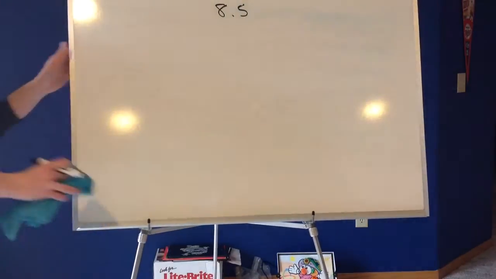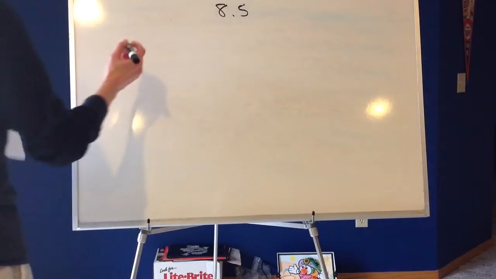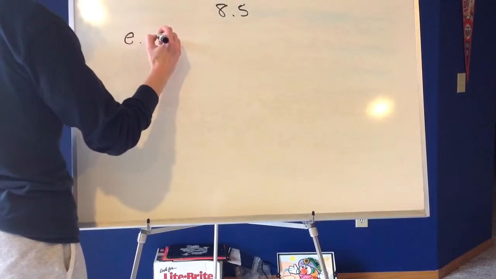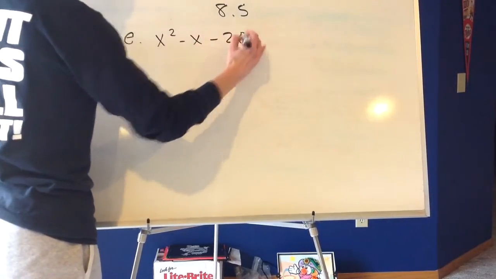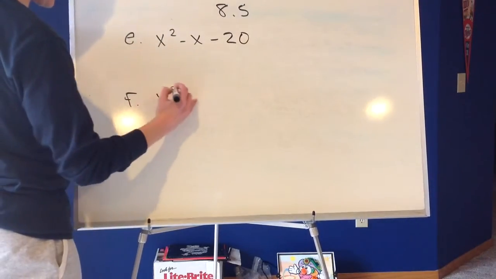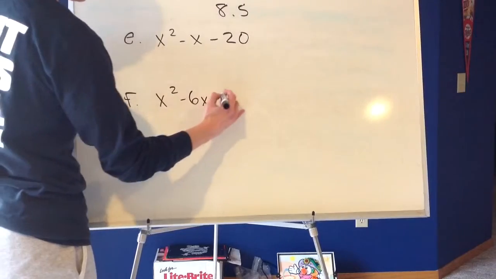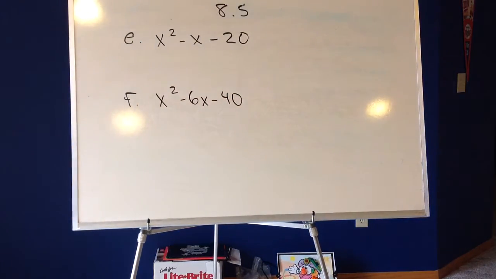So the next examples are actually not even in your notes, so you're going to want to change them. For E, it would end up being x squared minus x minus 20. And for F, I want you to change it to x squared minus 6x minus 40. And then we got one more that we will do as well.